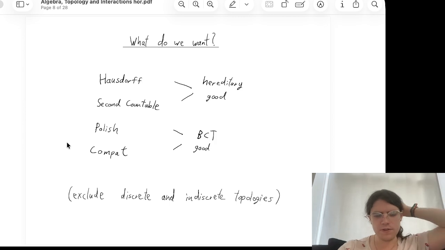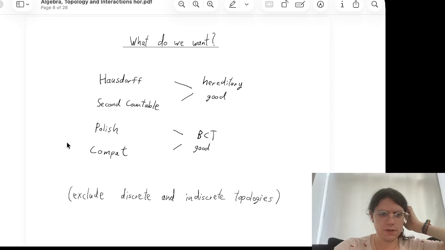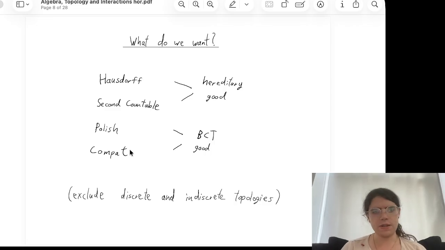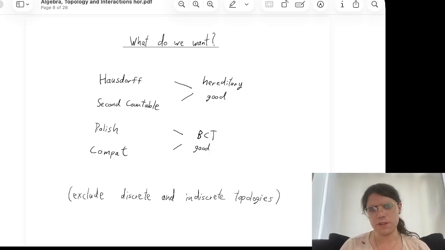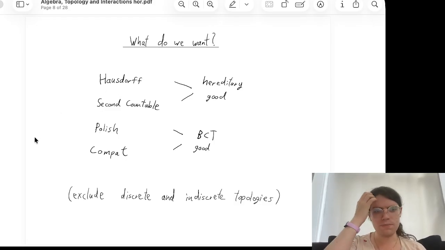Although in practice, a lot of the semigroups I'm interested in just don't have any interest in compact topologies, which is why I usually am content with Polishness. And honestly, I'm even content with much weaker than Polishness. It just happens that Polishness comes up a lot.